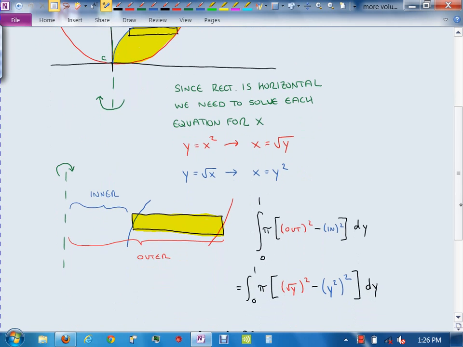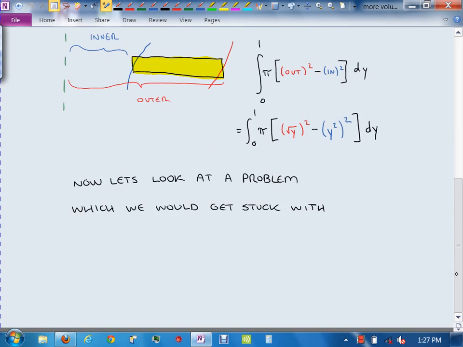It's pi times outer squared minus inner squared. The outer one is the square root of y, right? That's this red one. And then the inner one was y squared. Square them both, and that's it, right? And that's pretty much the setup of the integral. So nothing new here, right? This is all stuff we've seen before. No questions? Okay, let's look at a problem which we would get stuck with.